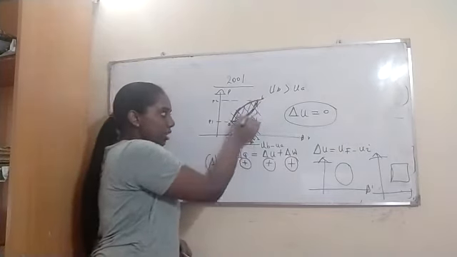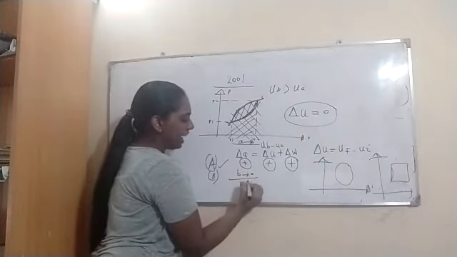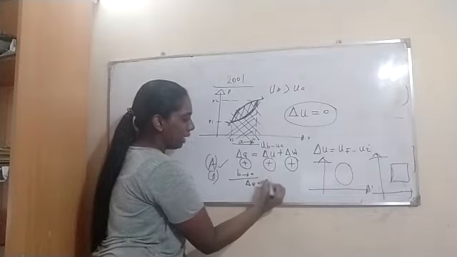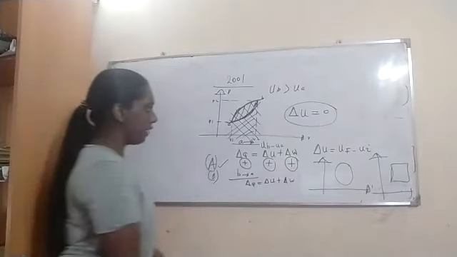Next one they are telling: heat is liberated along the path B to A. So, when we consider the path B to A, we can write delta Q is equal to delta U plus delta W. So when you consider that pathway, what can you tell?